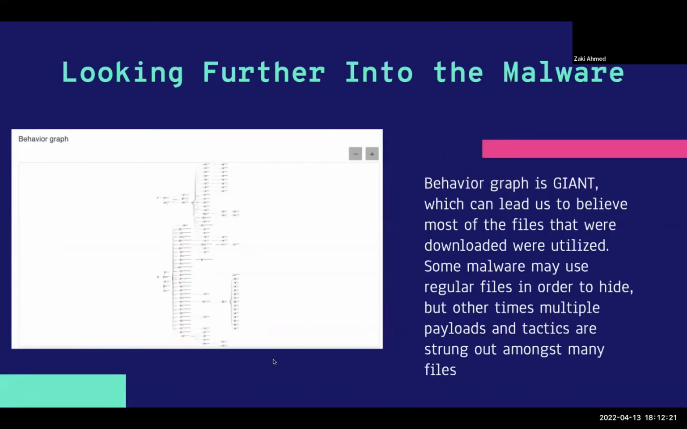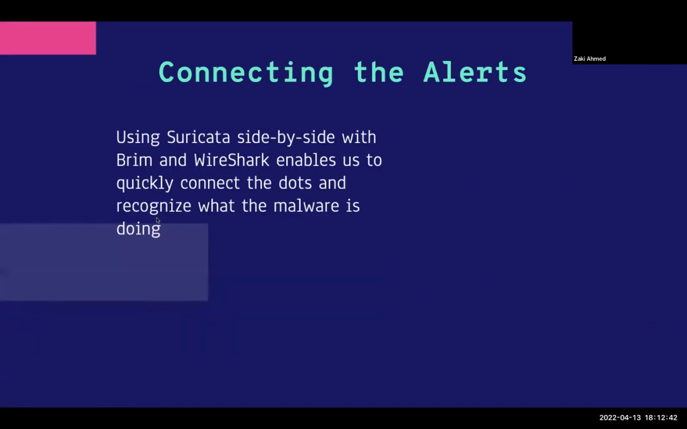And then this is the behavior graph of that specific malware, which is huge. So that can lead us to believe most of the files that were downloaded were utilized, and some malware may use regular files in order to hide, but other times multiple payloads and tactics are strung out amongst many files just to try to get that persistence on the computer. And then connecting the alerts, the Suricata side by side with Brim and Wireshark enables us to quickly connect the dots and recognize what that malware is doing.